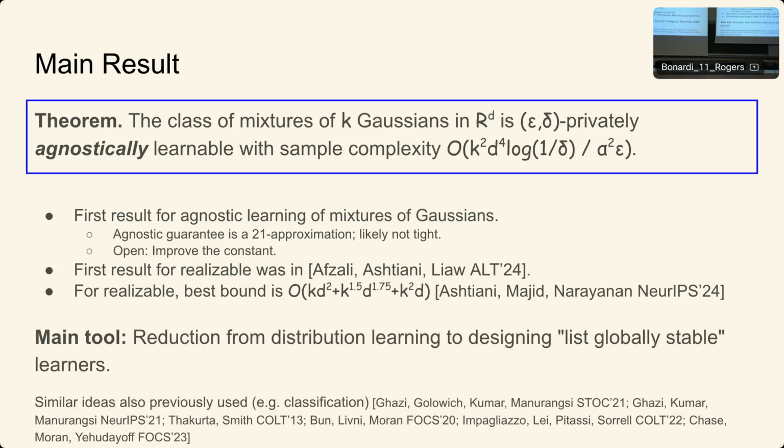Okay, so probably for most of the remainder of the talk, I'll tell you a bit about how to prove such a theorem, and in particular we're going to use some sort of reduction from distribution learning to basically designing list globally stable learners, which turns out to be much simpler. And the idea of using these list globally stable learners has actually appeared in the literature and has mostly been used for classification. And so to the best of my knowledge, this is the first time that it's been used for distribution learning.